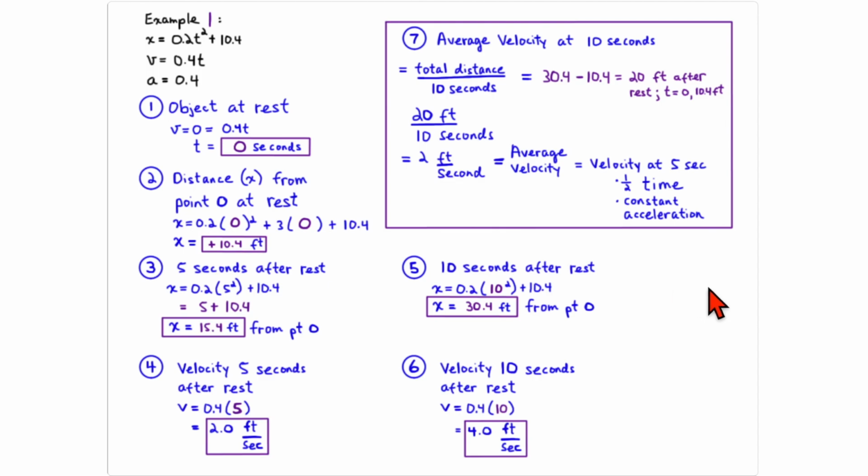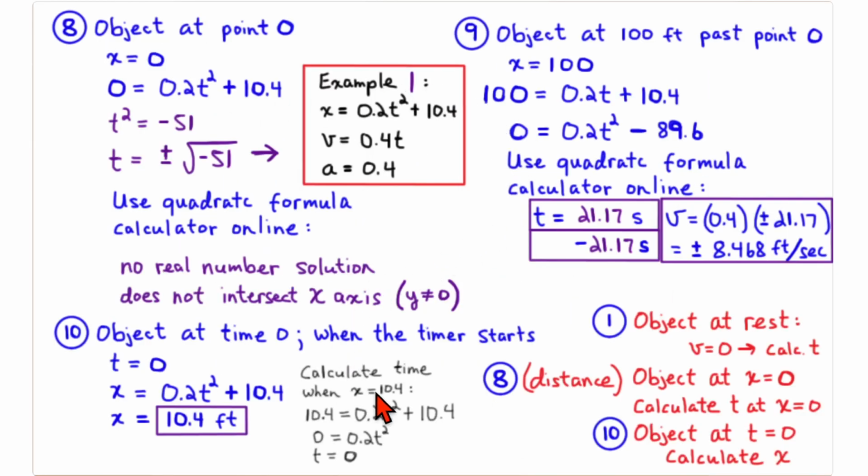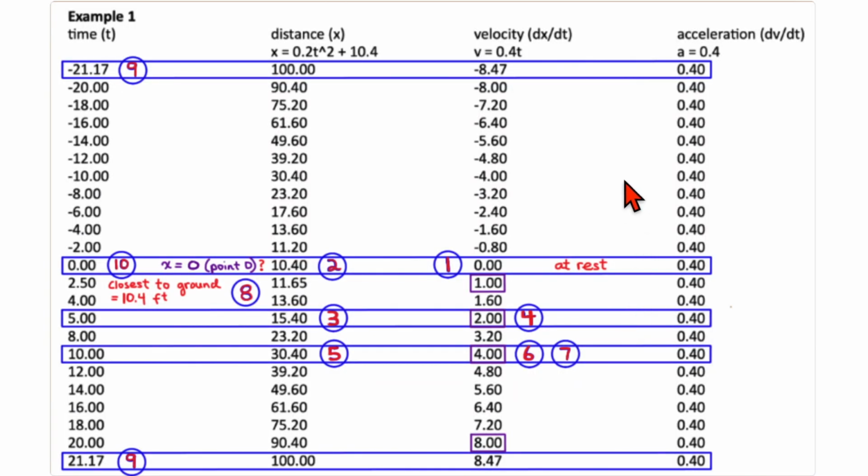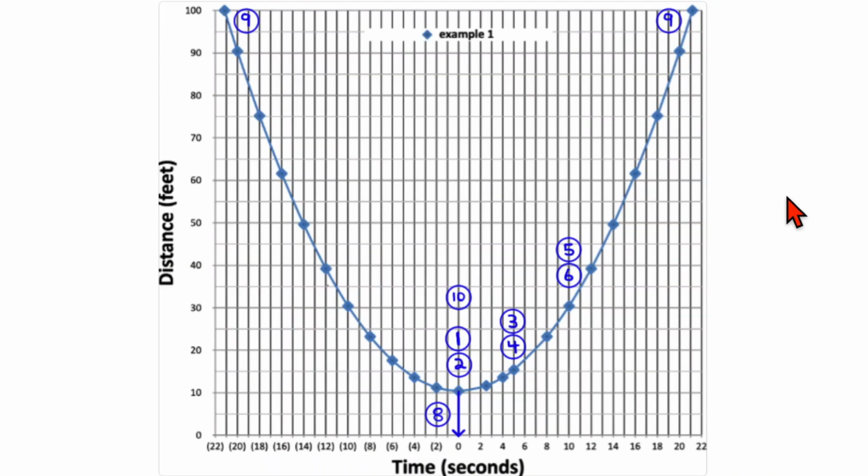There are 10 calculations for example 1. So this is 1 through 7, and then 8, 9, and 10. And I show you where each of those calculations is in a table of distance as a function of time, velocity as a function of time, and acceleration as a function of time. So here are those 10 calculations. 1 through 10 is right here. And where does each of those calculations show up in the graph? So here's 1 right here, and here's 10 right here, and the remaining calculations show up in this graph.